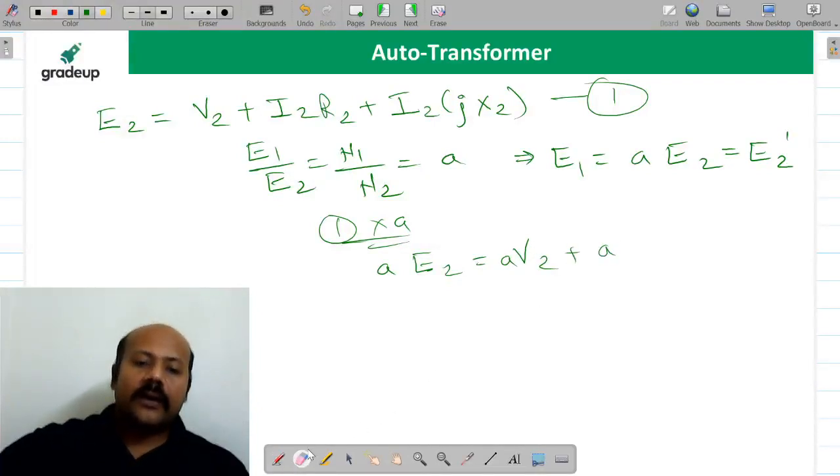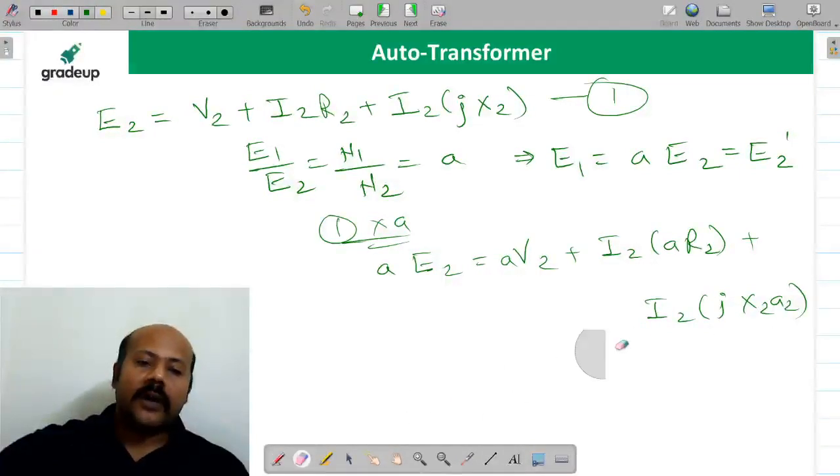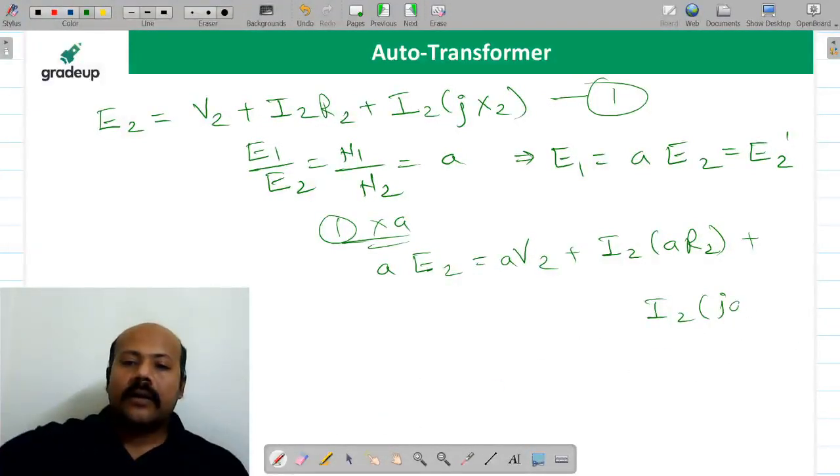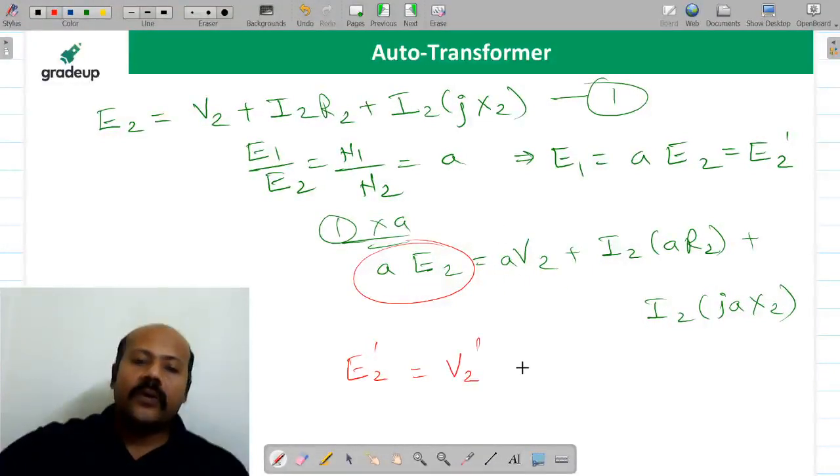I2 A R2 plus I2 jX2 A, just write it, A X2. Okay. Now what is this? A times E2, this is going to be E2 dash. What is A times V2? This we are calling as V2 dash.